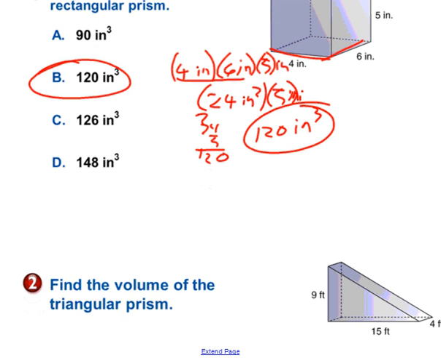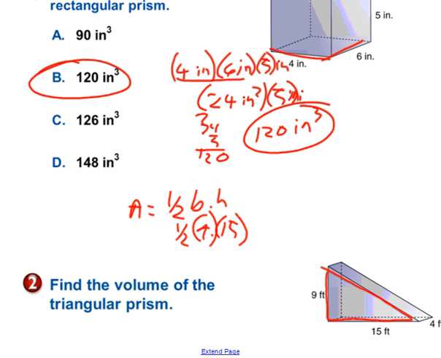Dropping down here, find the volume of the triangular prism. Okay, a little bit different here because I've got a triangle as its base. And I need to remember my equation for finding the area of a triangle. The area of a triangle is equal to 1/2 the base times the height. So in this case, it would be 1/2 of 9 times 15, and then times the 4-inch height of the shape. I'm sorry, 4 feet. All these are in feet.